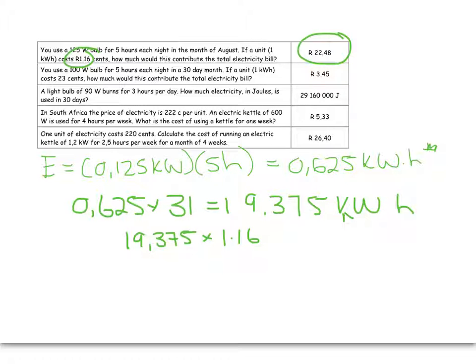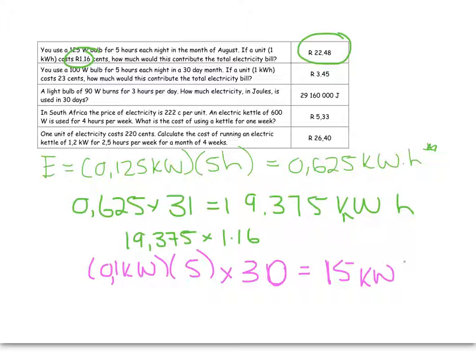Taking a look at the next one, we're now going to do exactly the same thing, except we've got a 100 watt bulb. So I'm going to make that 0.1 kilowatts multiplied by 5 hours each night. And this time it's a 30-day month, so I'm going to have to multiply it by 30 instead of 31. And that's going to be equal to 15 kilowatt hours that are used for the month.